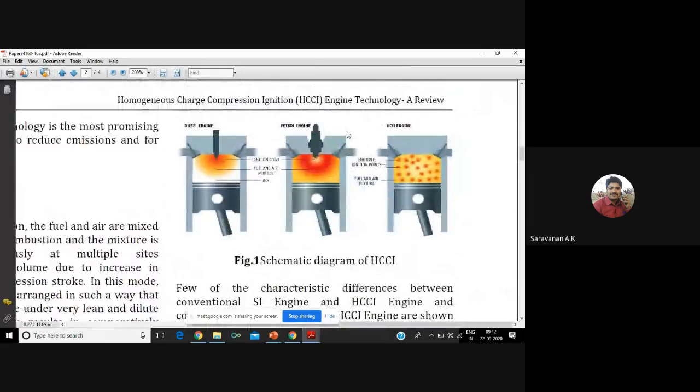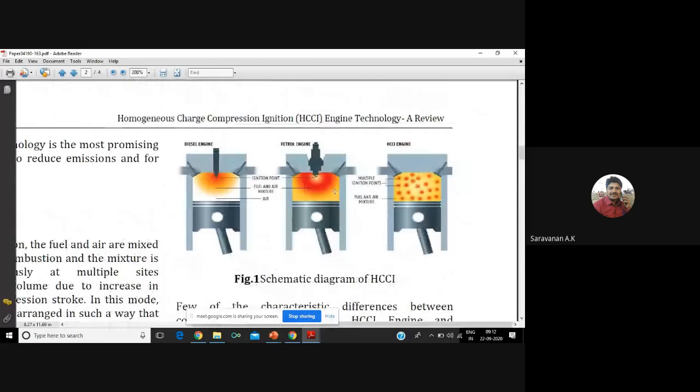Right. So in this diagram you can see the schematic diagram of the HCCI engine. How will the HCCI work? How does the fuel get into auto-ignition mode, compared to the petrol engine and the diesel engine? So what will happen for the intake?